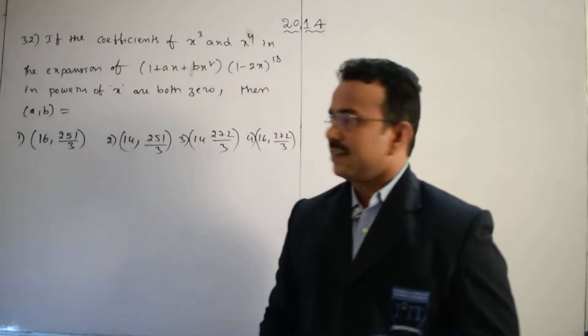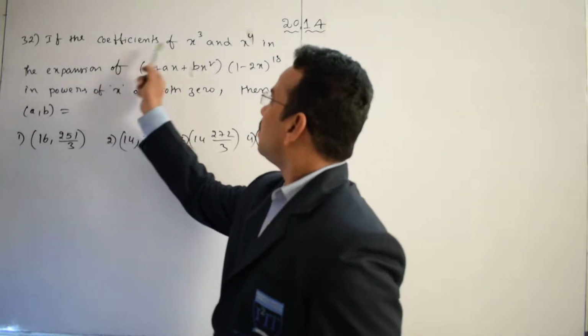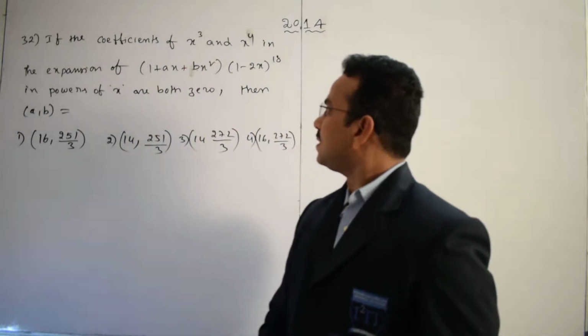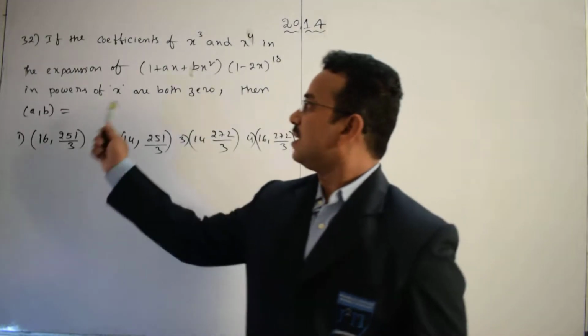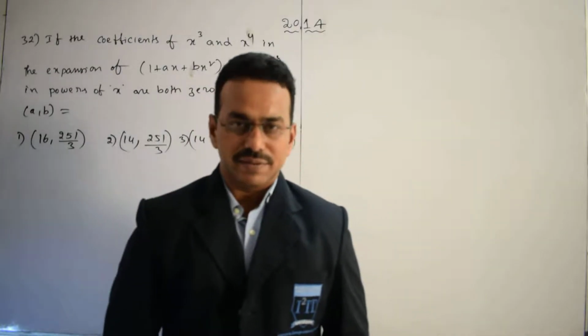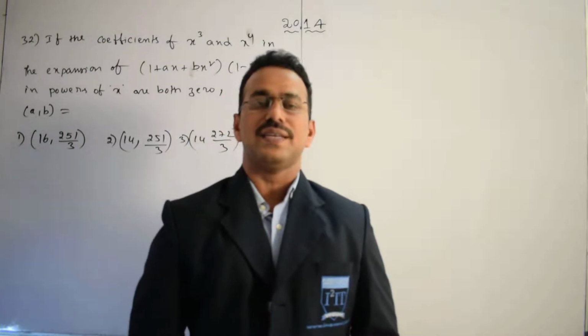Hi, let's discuss the solution of the given question. Here, what is the given question? If the coefficients of x cube and x power 4 in the expansion of (1 + ax + bx²)(1 - 2x)^18 in powers of x are both 0, then (a, b) equals to what. Here, our task is to calculate the values of a and b.